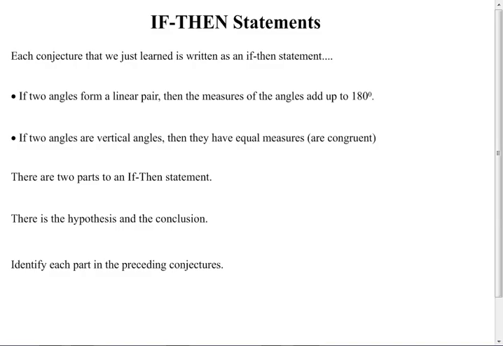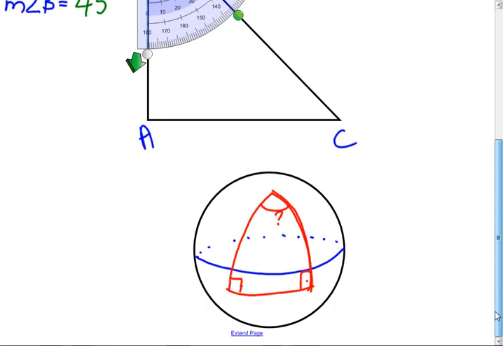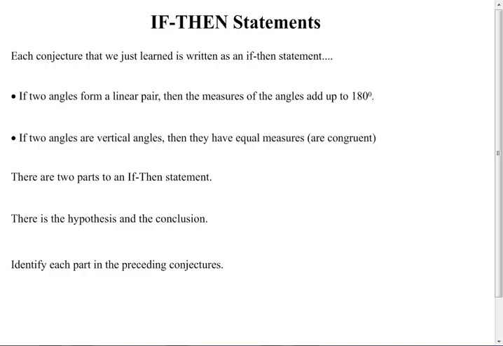Okay. We just have to do if-then statements next. Is that okay? You don't have to know that. I just think it's interesting, and a lot of people don't know that. They're always 180 in our world. We're always doing geometry on a flat surface.